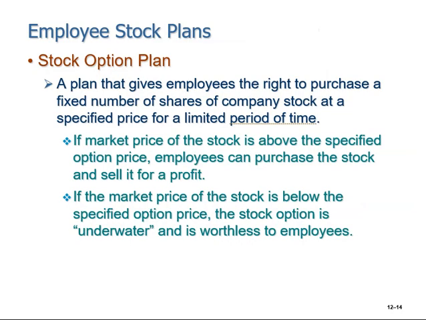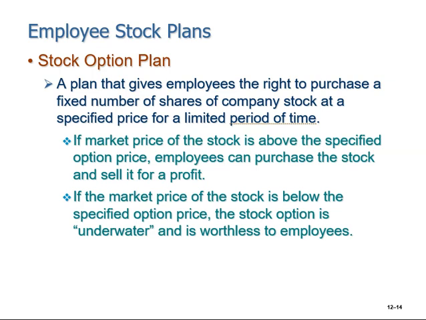Another type of variable compensation is a stock option. A stock option is a plan that gives employees the right to purchase a fixed number of shares. So the company says, hey, you could buy this number of shares, and they set that number. It could be 500, could be 20, could be 1,000, whatever number the company determines. But this plan gives the employees a right to buy those shares at a specified price.